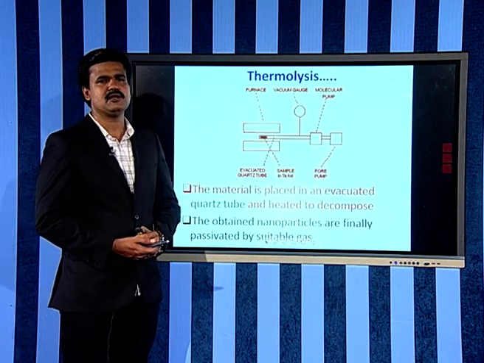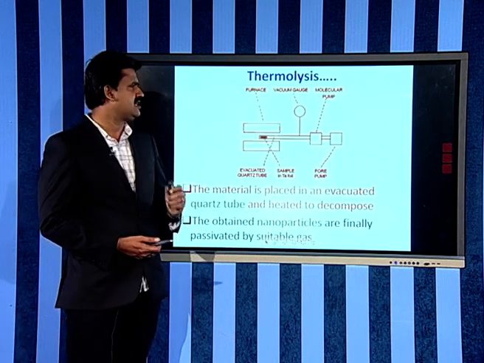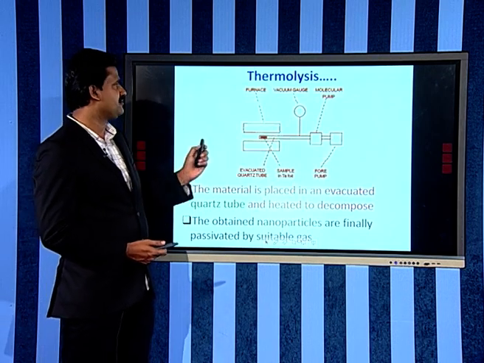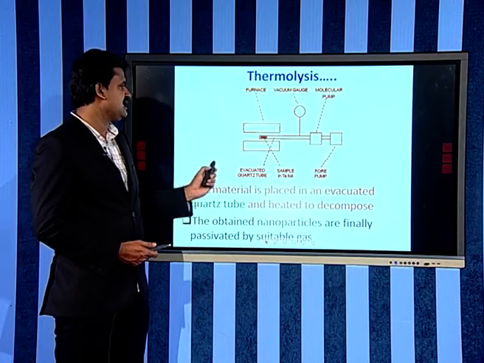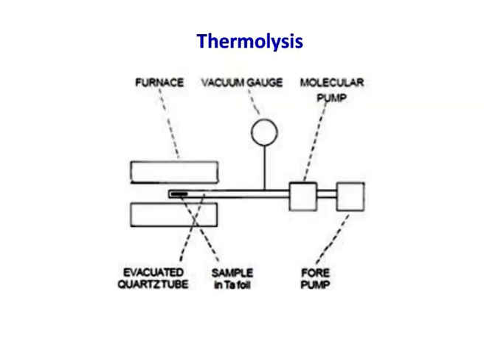The instrumentation of thermolysis is shown here. There is a furnace, vacuum gauge, molecular pump, and an evacuated quartz tube. The material is placed in an evacuated quartz tube, heated up to a desired temperature, and allowed to decompose. The obtained nanoparticles are finally passivated by a suitable gas like oxygen.